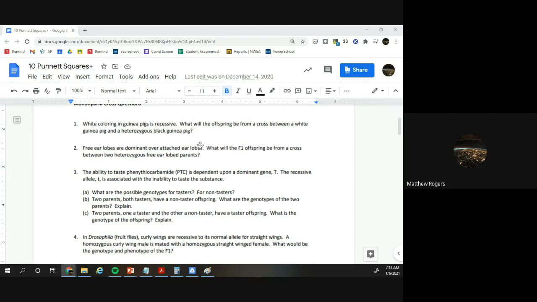Two parents, both tasters, have a non-taster offspring. What are the genotypes of the parents? Well, they're going to have to be big T, little t because they had a child that was little t, little t. So each one of the parents had to give a little t to their offspring.